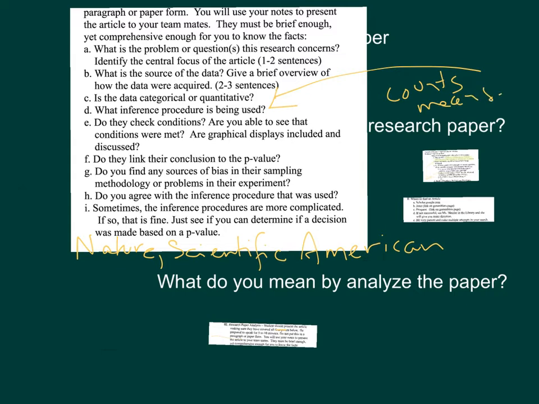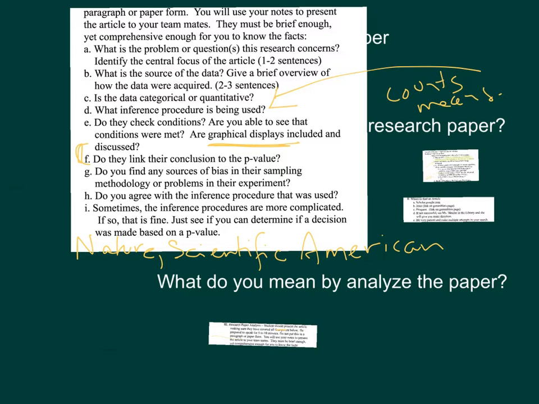Do they display, do they check conditions? Are we able to see that conditions are met? Are there graphs included that might allow you to see if conditions are met? And do they refer to the graphs? Finally, and I would say most importantly from the standpoint of inference, do they link their conclusion to the p-value? If the p-value is less than a certain amount, do they reject the null hypothesis or do they make a conclusion?